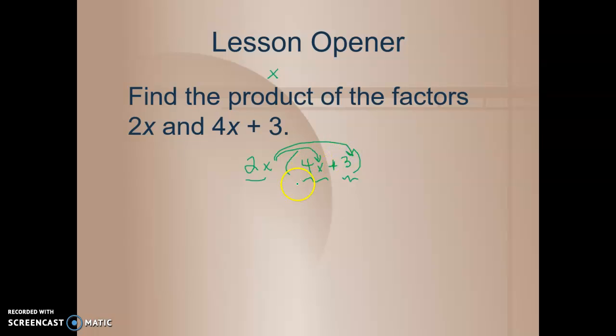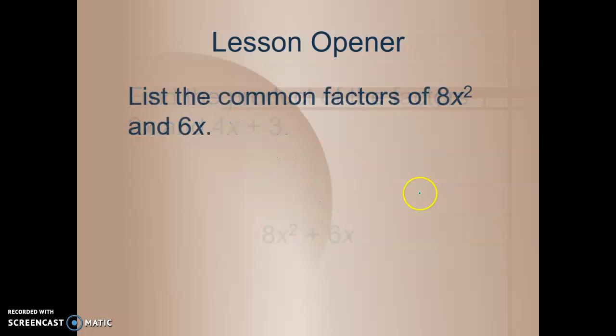So we're going to take 2x times 4x. We multiply our coefficients, 2 times 4. And then we multiply our variables, x times x. So 2x times 4x gives us 8x squared. And then we take 2x times 3. So multiply our coefficients, 2 times positive 3. And then multiply our variables, x. There's no other x, so it just stays by itself, x to the first power. And we get 8x squared plus 6x.